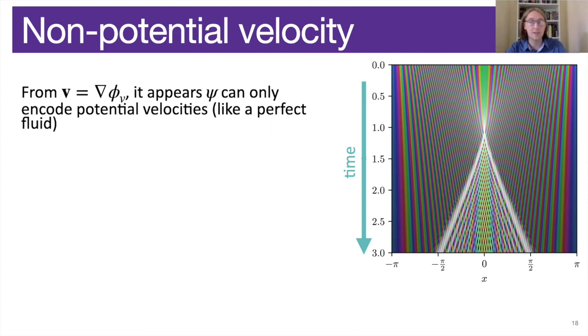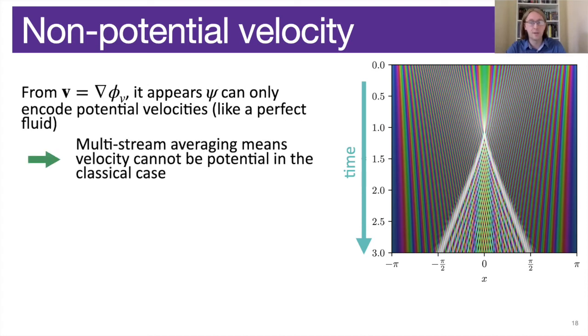Now that we have this unweaving, let's look at how other information is encoded in the wave function. I said earlier that the velocity associated with the wave function is the gradient of the phase of the wave function. This looks like it means that the wave function can only encode potential velocities, like one would have with a perfect fluid. In the classical multi-streaming region, you have different fluid streams flowing through each other, which means that the velocity cannot be simply potential, right? Because we can't describe this as a simple perfect fluid. So if our wave function could only encode potential velocities, this wouldn't really be a step forward. So is our wave model doomed? Fortunately, no, there is a way out.